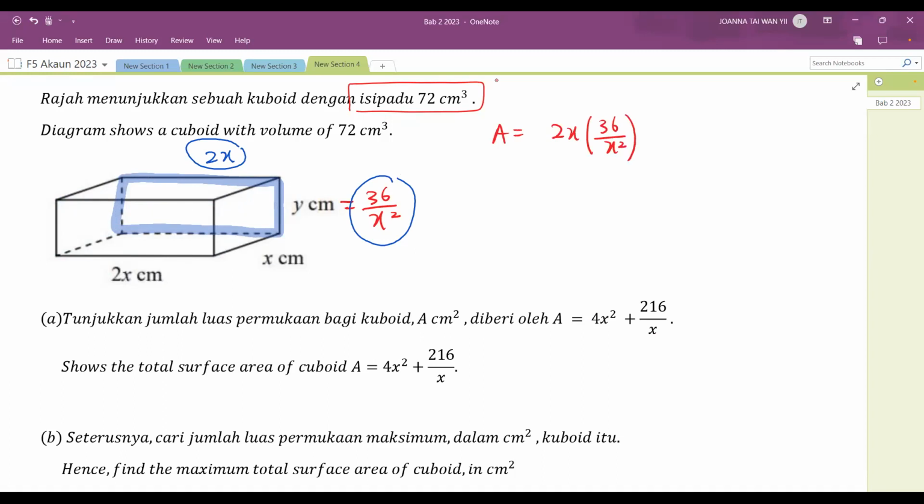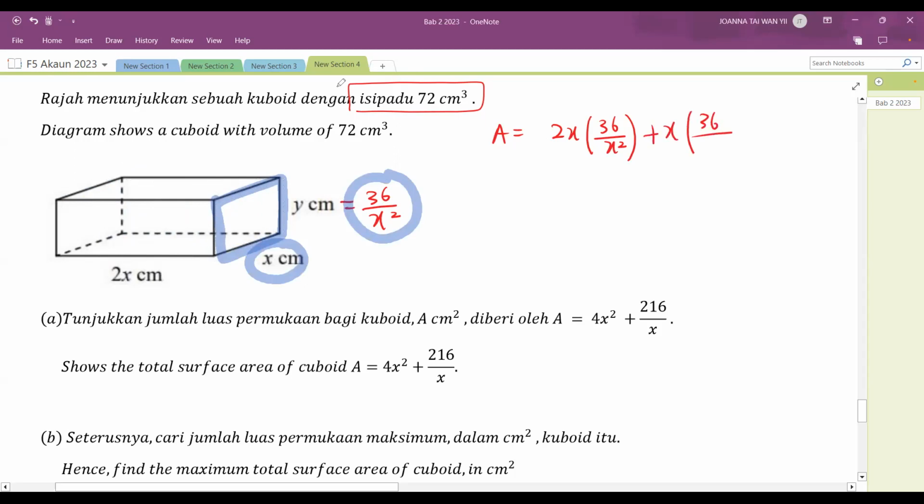And then don't forget, the front and back, is it same? Depan belakang sama tak? Sama kan? So sama apa kamu buat? Same you do times 2, right? Okay, later we times 2. Nanti baru kita darab 2. Okay, lepas tu ini pula, the side. So the side is x times y, correct? X darab y. Di mana x adalah ini, y adalah ini. So this one is x times y.